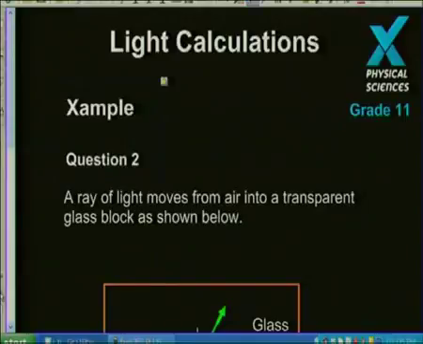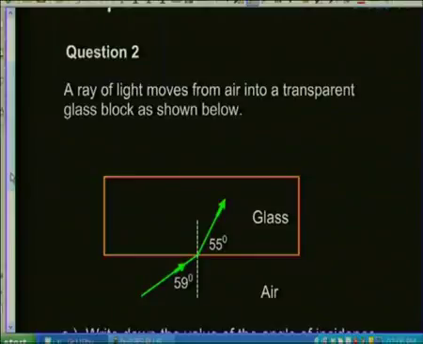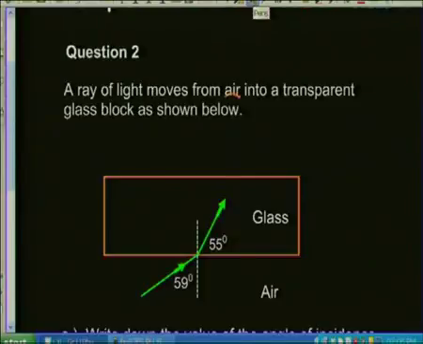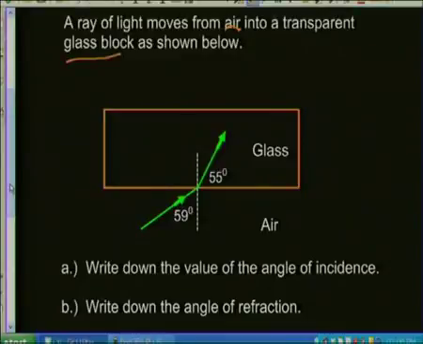Right, let's get into our first example. It's question number 2 that deals with refraction. It says the following: a ray of light, a beam of light, moves from air into a transparent glass block. So the light is going to move through it. Remember, the word transparent means that the light isn't going to be reflected off its surface. It's going to pass through. They give you the diagram there, the glass block, air on the outside. It then gives you the beam of light indicated in green, and they've drawn in the normal for us.